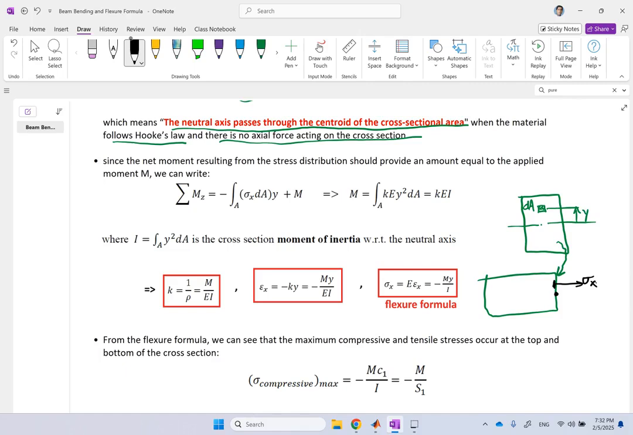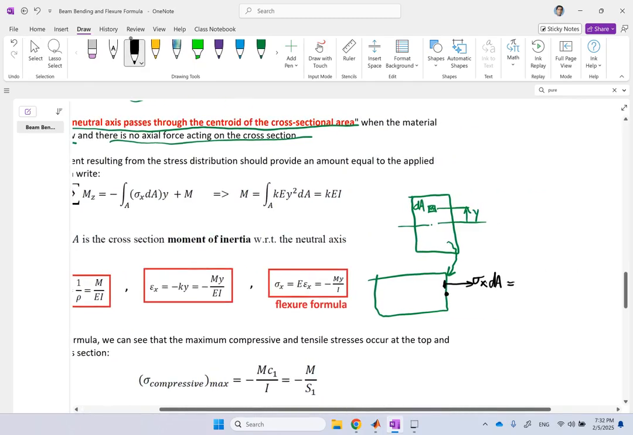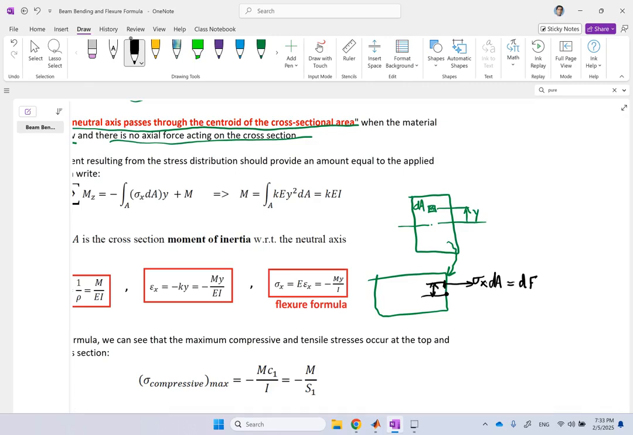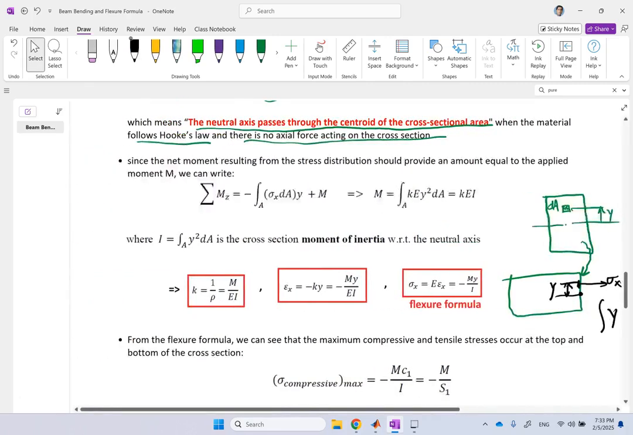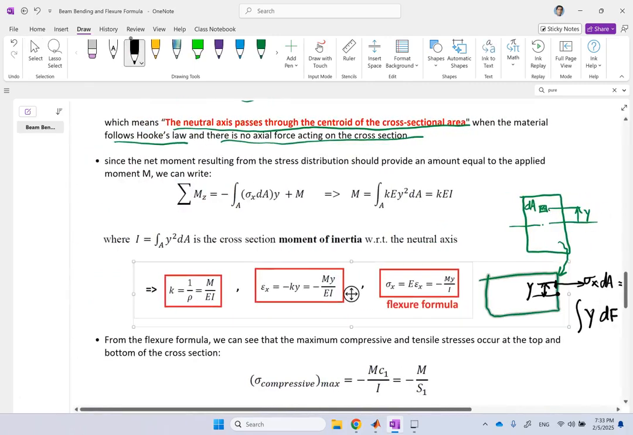Well, this is sigma x. If I multiply it by dA, that is going to give me the small force on that element, dF. And this distance, remember, this is y. So if I multiply that dF by y, that is going to be the small moment from that element. And if I integrate all of this, that is going to be the total moment. So I can say M is the integral of y dF, and dF is sigma dA, and that is exactly what you can see here. This is y.